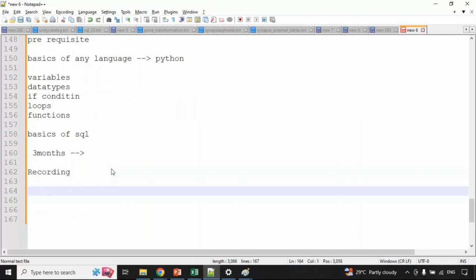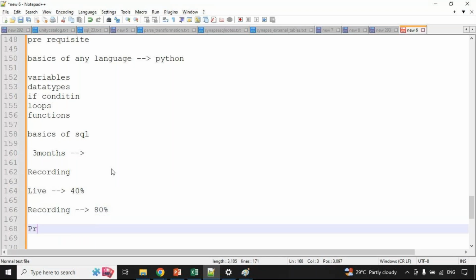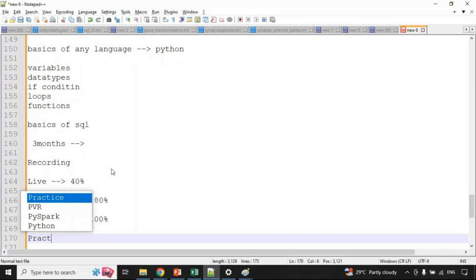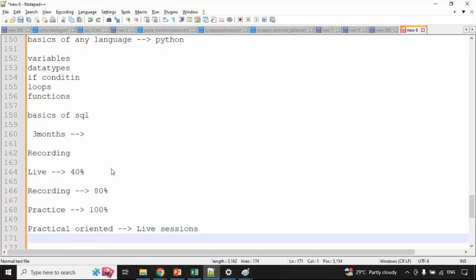Okay guys, many people come from different backgrounds. In the live session, you will understand only 40%. When you go through the recording, you will understand 80%. And when you do practice, only then will you understand 100%, guys. Because mine is completely practical oriented. For theory, you can go to YouTube, you will get tons of material. But mine is practical oriented, and these are completely live sessions only. If you want previous recordings, I will provide them as well.